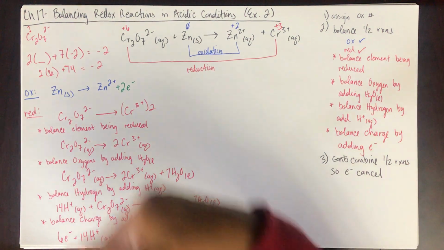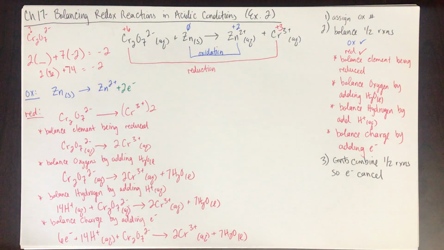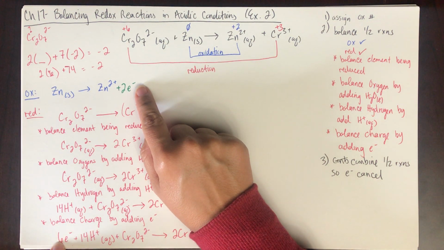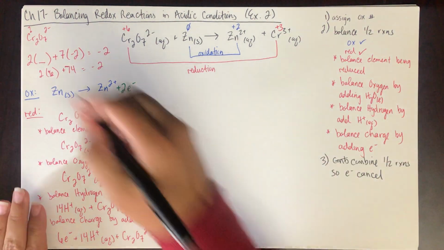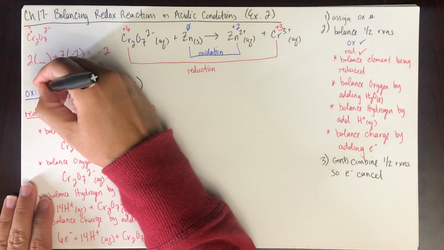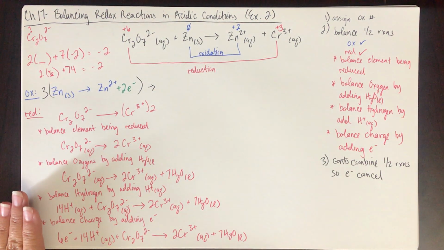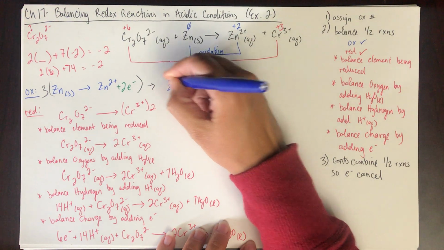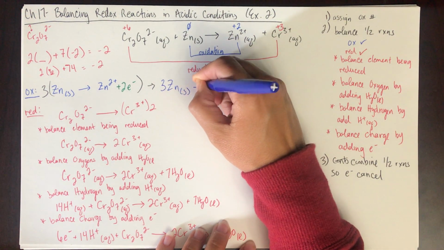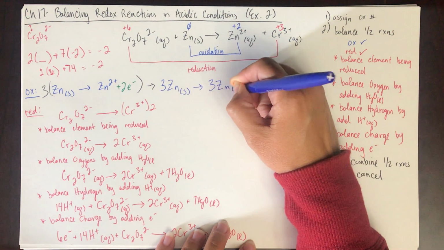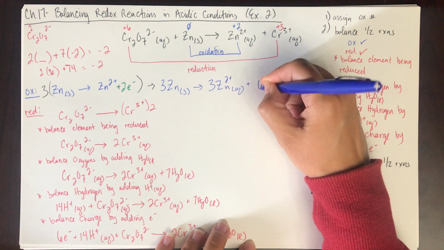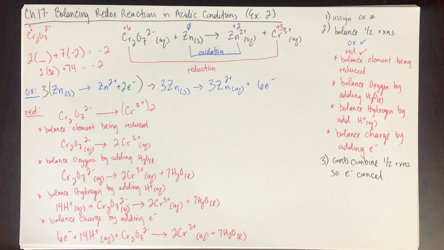Now I need to combine the half reactions so that the electrons cancel. Let's go way back up here. My oxidation reaction had 2 electrons on the product side. Down here, my reduction half reaction has 6 electrons on the reactant side, which means I need to multiply this whole thing by 3 so that I have 6 electrons on both sides. So 3 zinc solid gives me 3 zinc 2 plus ions plus 6 electrons. Now my electrons can cancel.